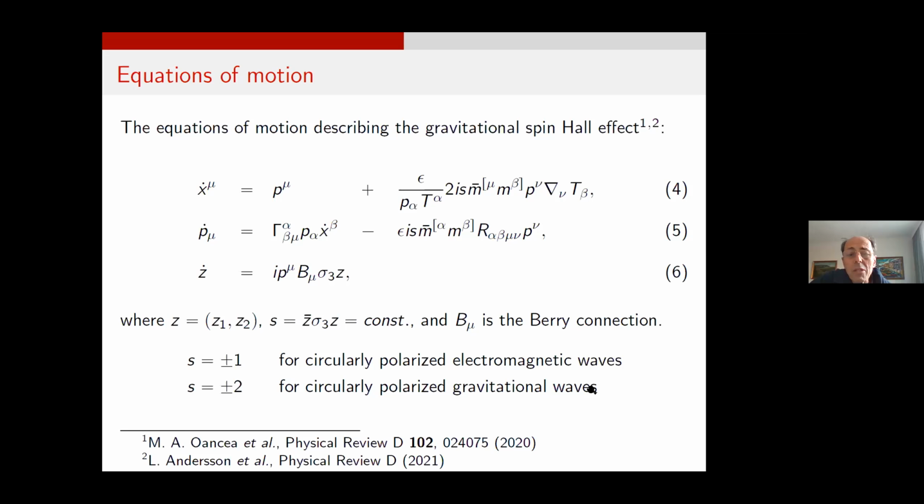Okay. So can one not just choose the vector T to be parallelly transported along P?